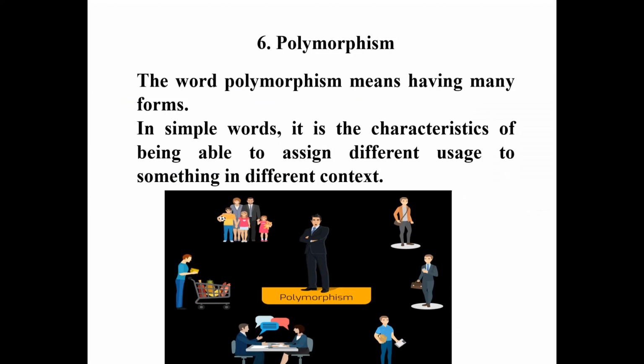Okay, so these are the six concepts of object oriented programming. First one is the object, second one is a class, third one is abstraction, fourth one is encapsulation, fifth is inheritance, and sixth one is polymorphism.